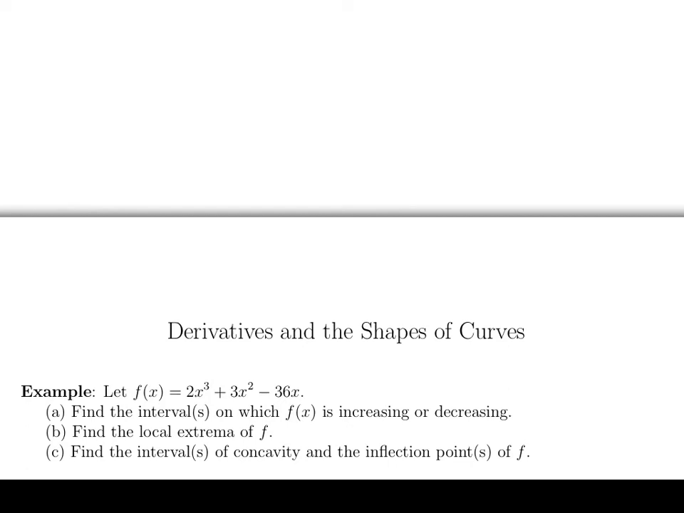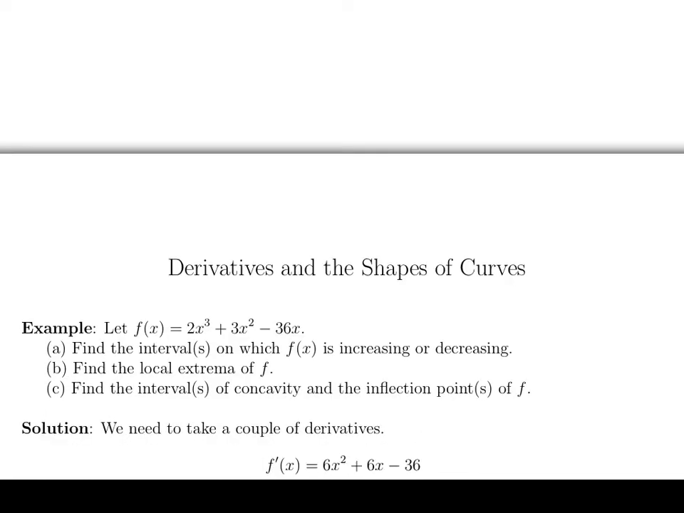Hello, calculus fans! Alright, so let's start with this function, f of x equals 2x cubed plus 3x squared minus 36x. And we're going to answer a bunch of questions about it. So first, we're going to find the intervals on which it's increasing or decreasing. We're going to find the local extrema. And we'll find the intervals of concavity and whatever inflection points there are.